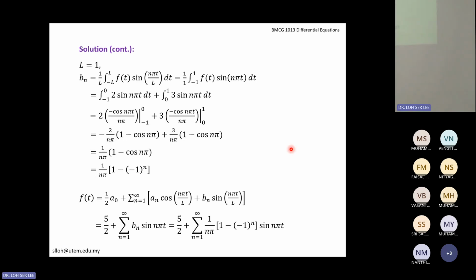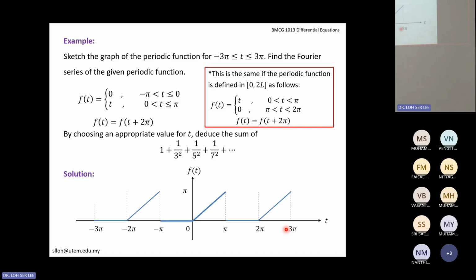Once you have obtained the A naught, An, Bn, you just put them into the formula to get the final answer. So this is the final answer for the Fourier series. And next we look at the second example.